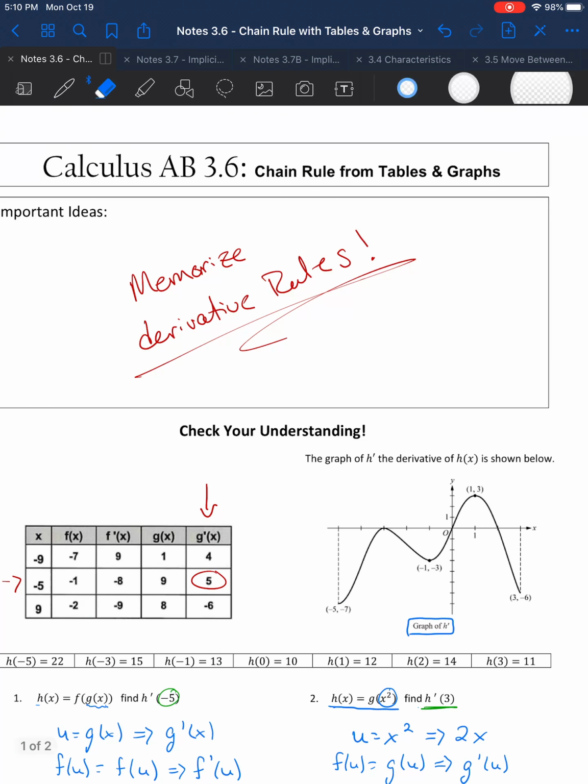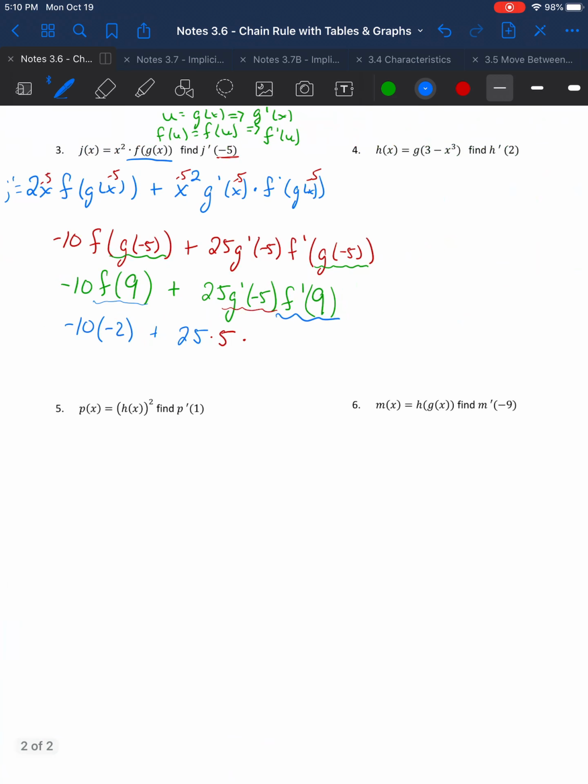Okay. g prime of -5, let's go find that. g prime, -5, I get 5. And then lastly, f prime of 9. See why I said organization pays off? f prime of 9 is -9.